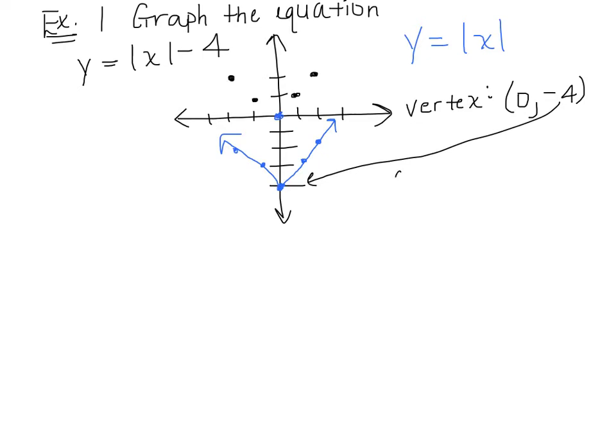Then we have the axis of symmetry. The axis of symmetry is the line that cuts your V in half and makes it symmetrical on both sides. And remember I said it's always X equals H. That's H, that's K.